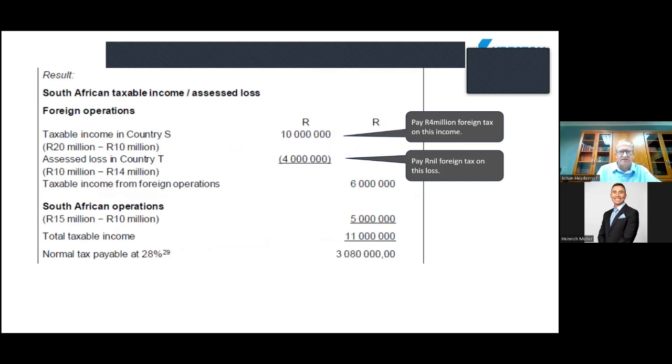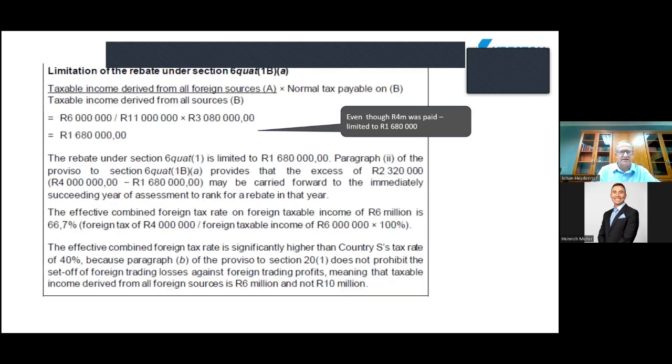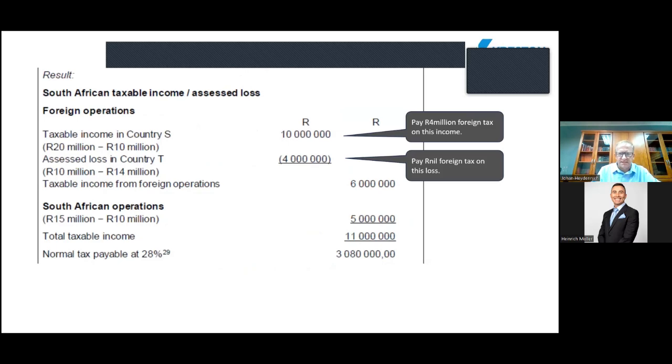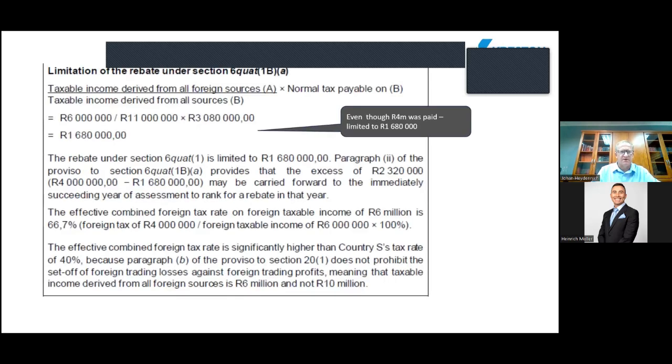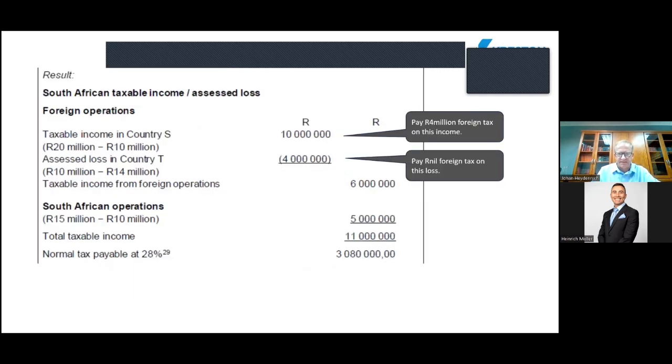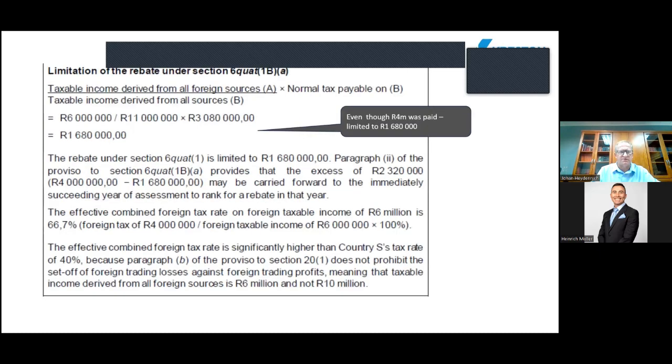So what's my rebate? My formula says taxable income from all foreign sources, which is the 6 million Rand, divided by my taxable income from all sources, which is the 11 million Rand. So 6 divided by 11, multiplied by the 3080 gives me 1680. So even though I've paid 4 million Rand, my rebate is limited to 1680. The balance of 2320 gets carried forward for the next 7 years.